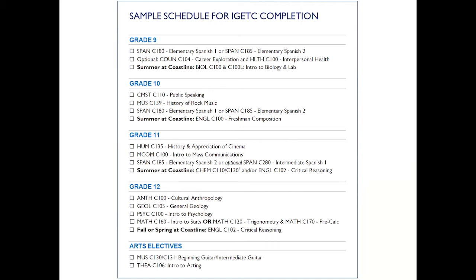And so as you can see there, we have classes that are laid out to meet all of the different IGETC areas, 1 through 6, in each of the different grades. And the key part here that I want to communicate is that we want to let the students know that the option is there if they want to take all of these. However, we don't push them to do all of it because, of course, it's quality over quantity.